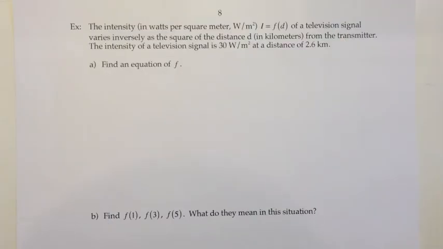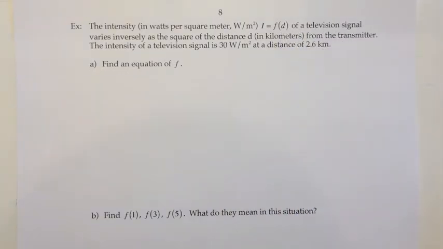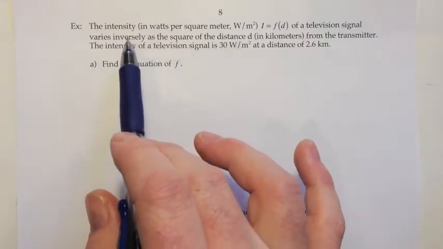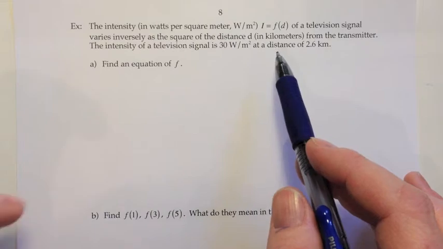Okay, all the examples we've done so far had just been kind of abstract, generic examples. This time we have a little bit of a setting on an application, so we can try and think about how this variation applies in context. So let's go ahead and read through the example. The intensity in watts per square meter, W/m squared, the intensity I, which we'll use as f of d, of a television signal varies inversely as the square of the distance d in kilometers from the transmitter. So if we read that more smoothly, the intensity I varies inversely as the square of the distance d.